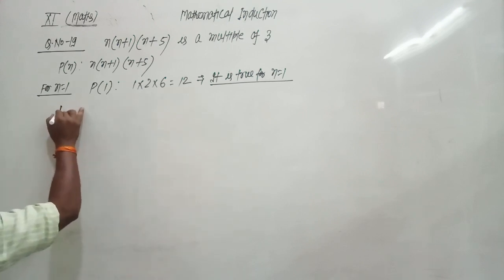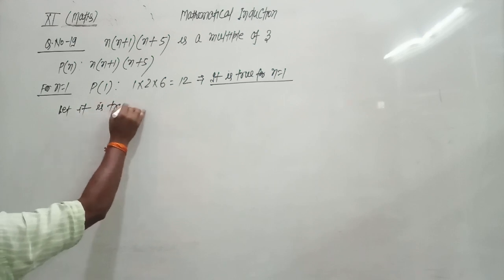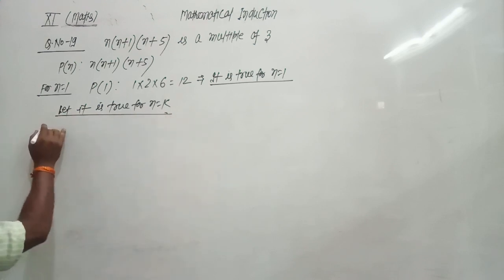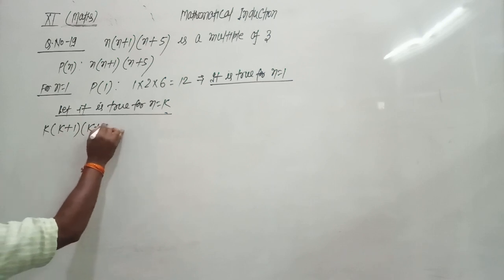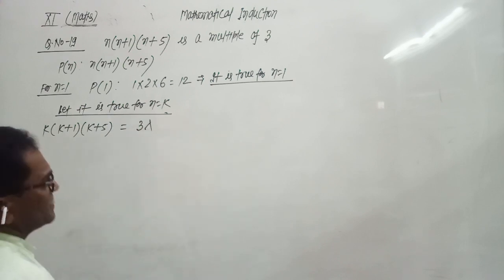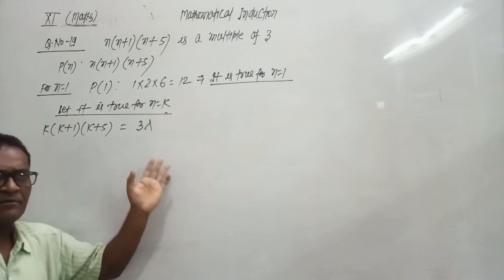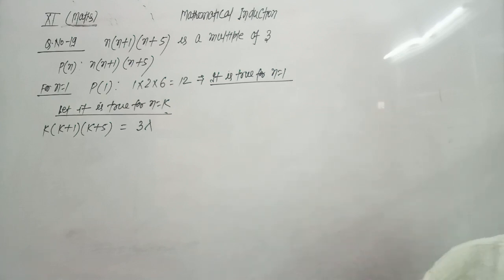Now let it be true for n equals to k. So k into k plus 1 into k plus 5, and we have supposed that it is true for n equals to k and a multiple of 3. So we suppose 3 lambda. A multiple of 3 can be taken as 3 lambda, where lambda is a constant. When we put any natural number for lambda, then we get a multiple of 3.